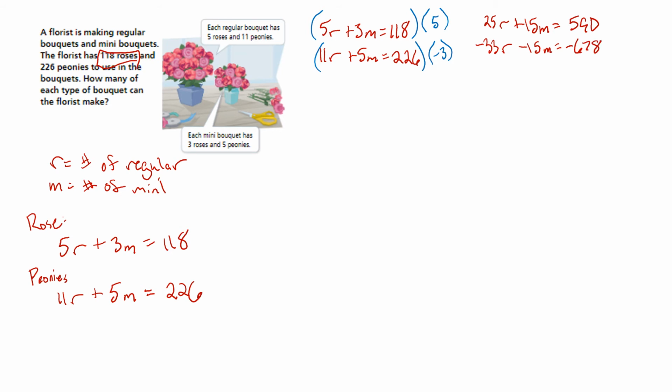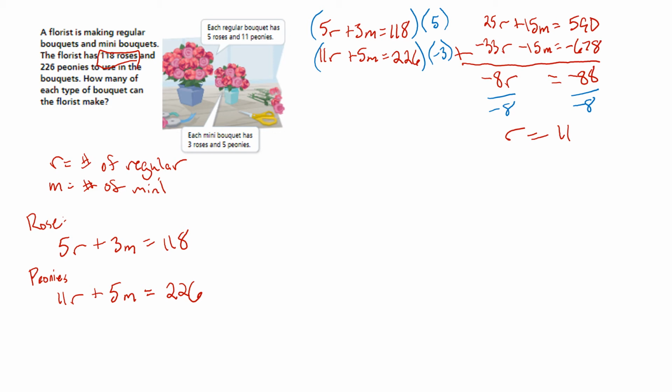Now we're ready to add these two equations together, because the 25r minus 33r will give us negative 8r. The m's get eliminated, equals 590 minus 678 is going to be negative 88. Then we can divide by negative 8, divide by negative 8. And so we get r equals 11.